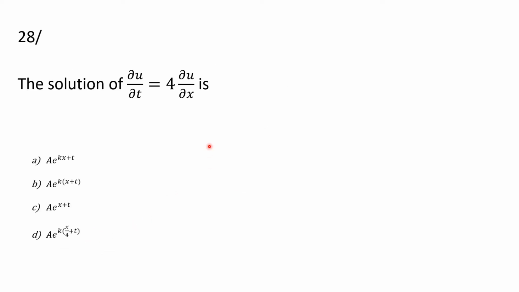Then here is the next question, that is the solution of del u by del t is equal to 4 del u by del x. And the options are a e to the power k x plus t, a e to the power k x plus t, a e to the power x plus t, and a e to the power k x by 4 plus t. So let's see what will be its solution.